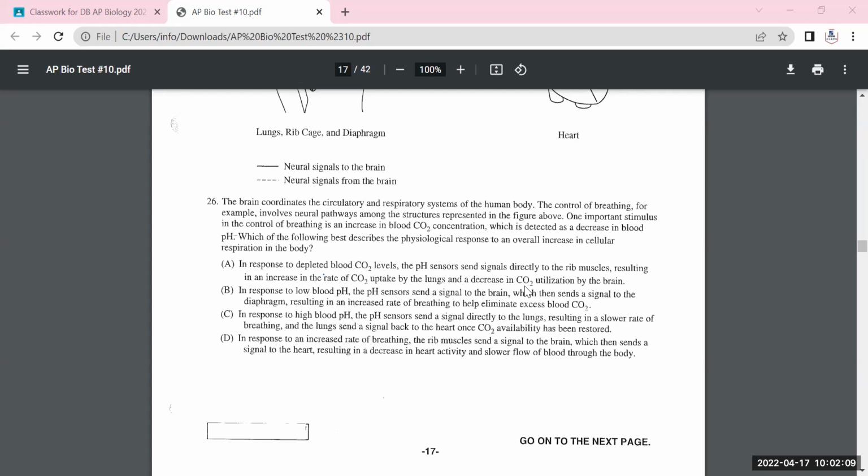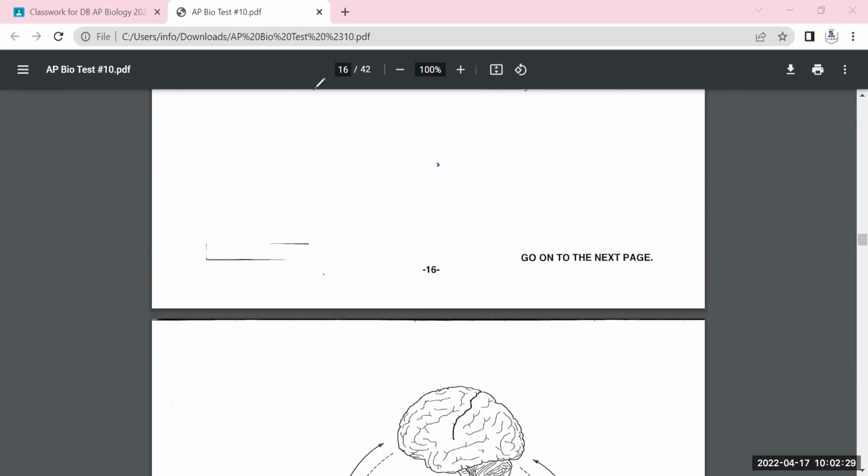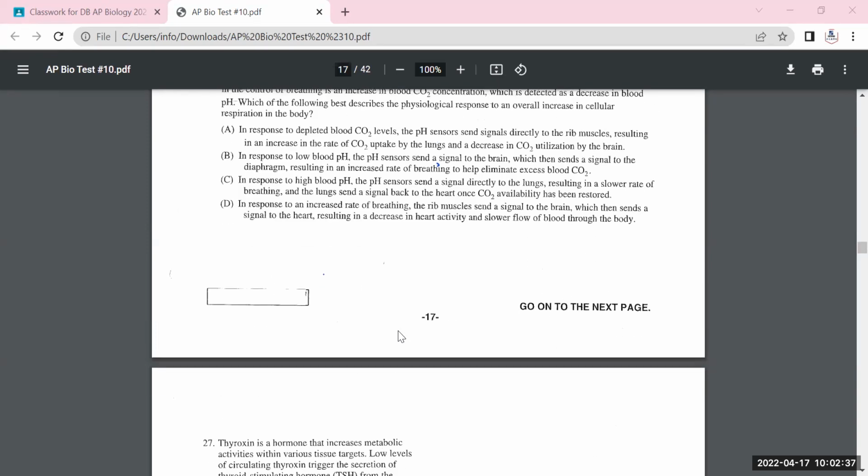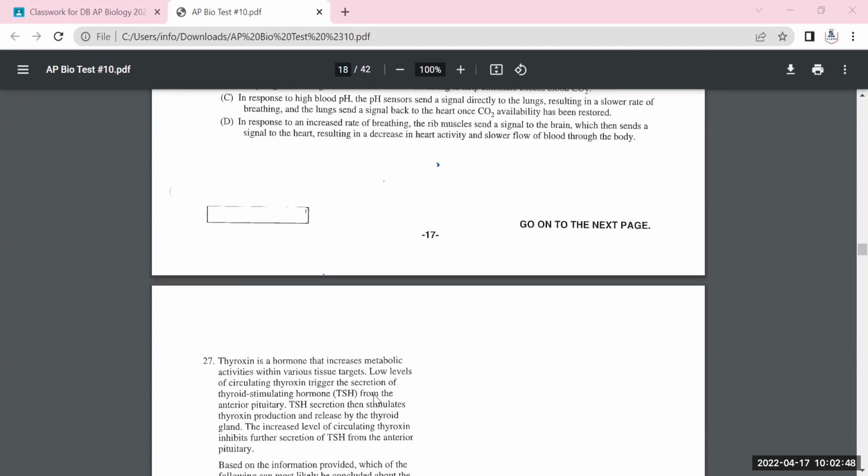B: In response to low blood pH, pH sensors send a signal to the brain, which then sends a signal to the diaphragm, resulting in an increased rate of breathing to help eliminate excess blood CO2. Right, that's exactly what's happening with B. Okay, so 26 is going to be B.